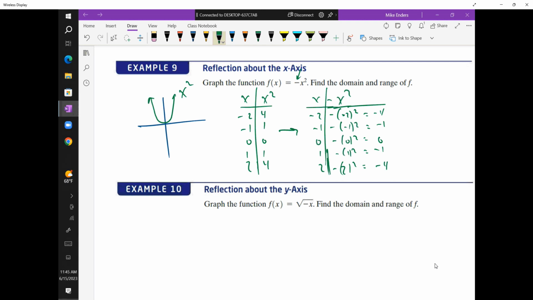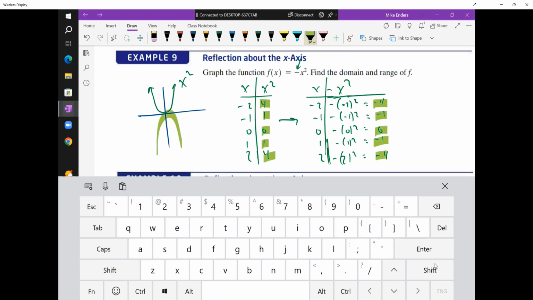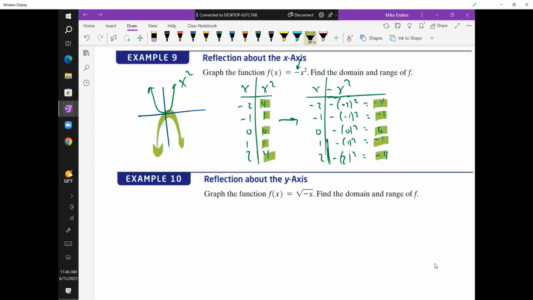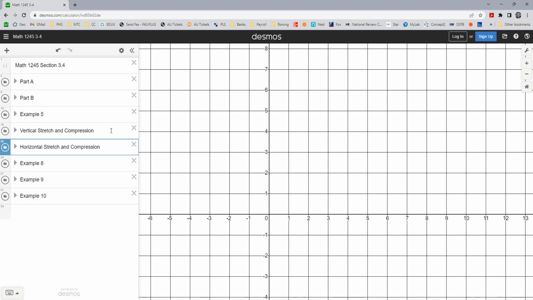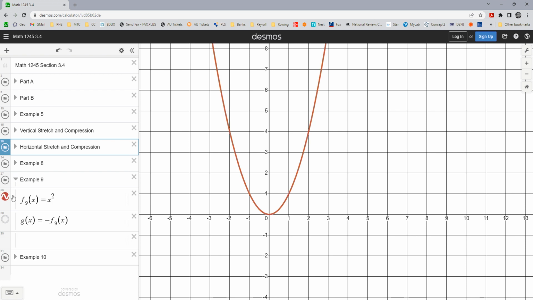So if we compare what happened to all of these y values, they all ended up getting opposite values, so they're all negative. So we should end up with something like this. It should end up going across the x-axis, and that's what we were looking for. If I take a look then, let's see, this example 9 here. Here's x squared.